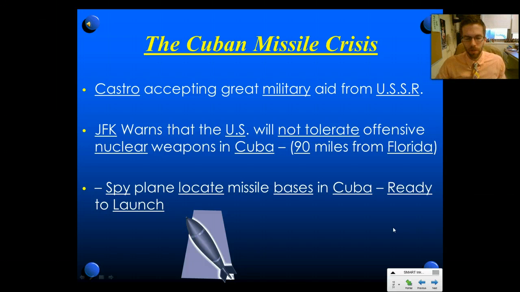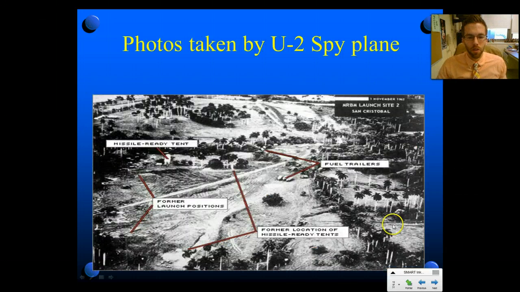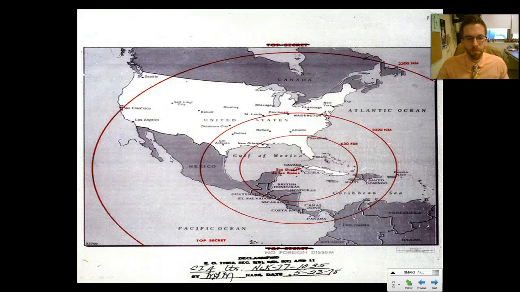That's a problem. So you can see the missile bases, the tents. Our spy planes are able to go over the top and see these. Now, this is declassified information. Here's where the missile bases were. And this is the range of the short range, medium range, and long range missiles.